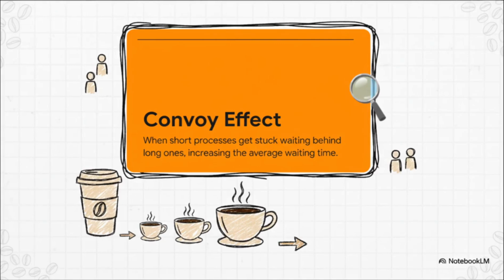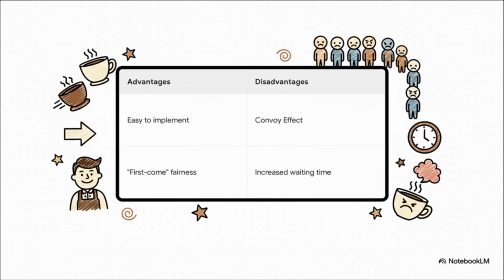But, and this is a huge but, this simple method has a massive flaw called the convoy effect. Imagine you just ordered a simple black coffee, but you're stuck in line behind someone who ordered 50 different complicated lattes for their entire office. That tiny, quick task of yours is now forced to wait forever. That's the convoy effect, and it can bring everything to a crawl. So while first come, first served is super easy to implement and it seems fair, it's often really inefficient. That convoy effect means the average wait time for everyone can get ridiculously long.